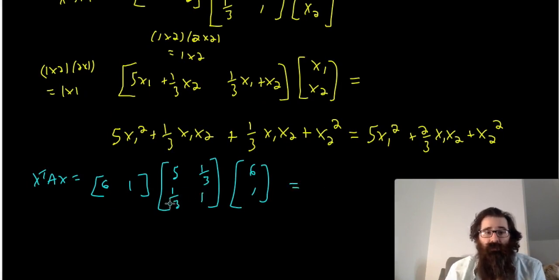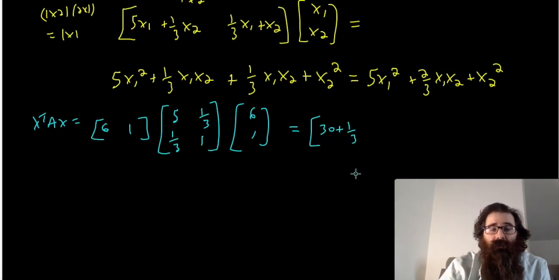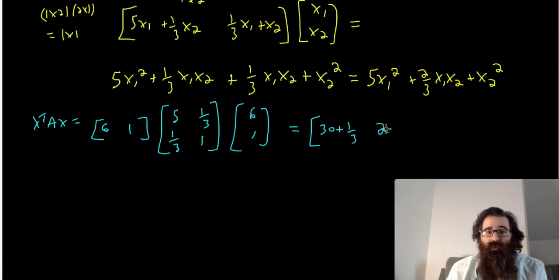So again, I want to start with the first two pieces. So I'm going to get 6 times 5 gives me 30, plus 1 times 1 third is 1 third, and that's my first entry. And still with the row column rule, but switching columns here of matrix A, 6 times 1 third gives me 2, plus 1 times 1 gives me 1. And I still have to multiply by my column vector 6, 1. And here, I could add 2 plus 1, and I'll do that. I'll think about it at least.